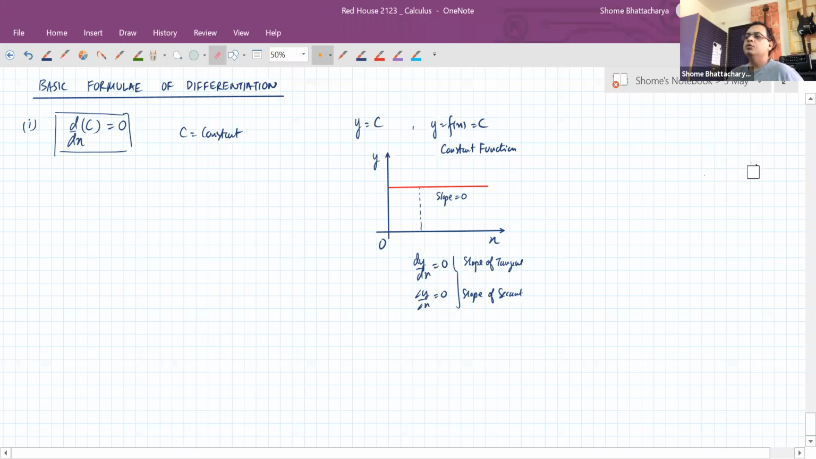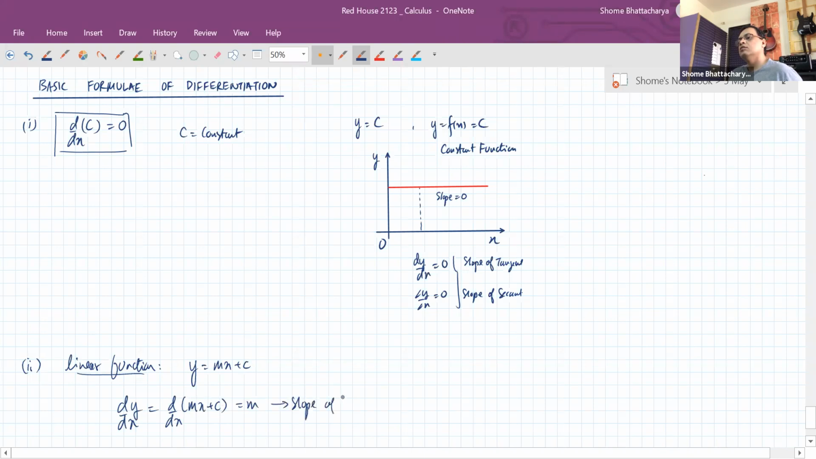Okay. Now we come to the next one, linear function. Now this one is also pretty obvious. A linear function's graph is a straight line. So the differentiation of a linear function will become the slope of that straight line. Okay.